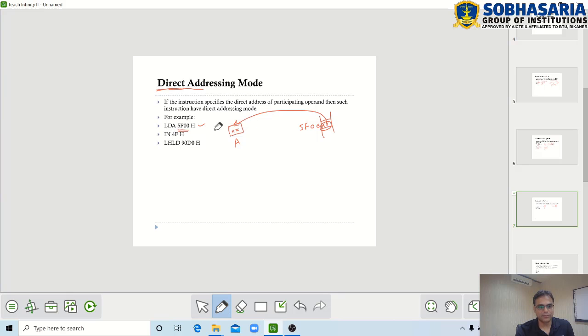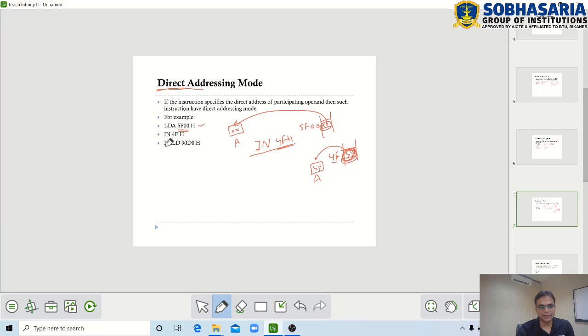Similarly here IN 4F, IN is an input output related instruction where 4F is a port address, and I don't know what data is available at this particular port. So we are only specifying this port address. Whatever data is available at this port address will be loaded into the accumulator. This is what IN 4F will perform. I don't know what the data is, but I know the direct address of the data, which is written directly in the instruction. So again, this is a direct addressing mode, right?